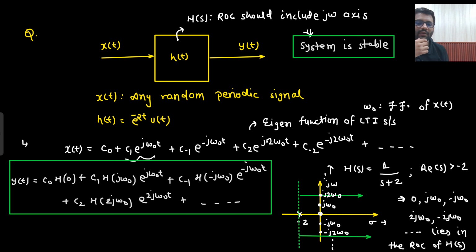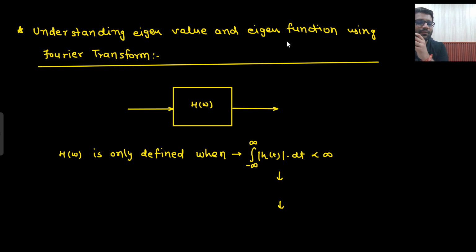Right? So now we will understand the same scenario with respect to Fourier transform. So using the Fourier transform, now we are going to understand the eigen value and eigen function. So till this point we were doing it with respect to Laplace transform. Now we will do it with respect to Fourier transform.